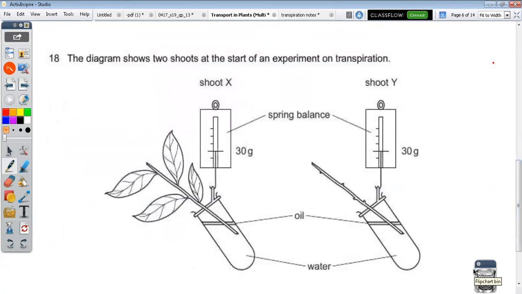The diagram shows you tissues at the start of an experiment on transpiration. First, X there, then I put oil, then we have water. Then we have a spring balance. So this one doesn't have leaves. That's the difference. Do you agree?